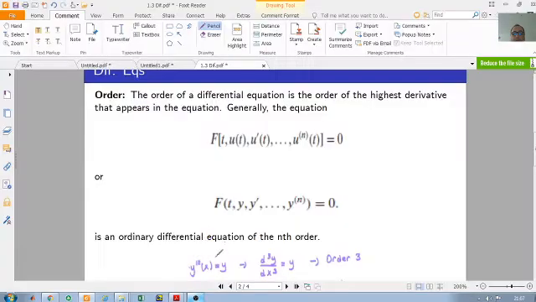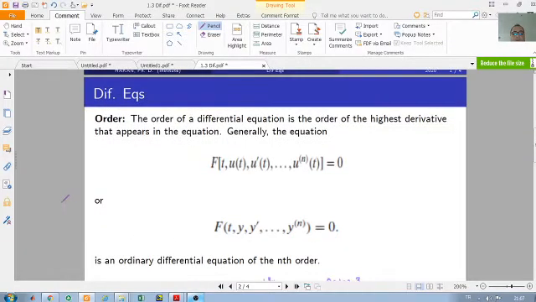Hello everyone, in this video we will cover section 1.3. In this section we will classify the differential equations. First we will classify the differential equations by finding their order. The order of a differential equation is the order of the highest derivative that appears in the equation.